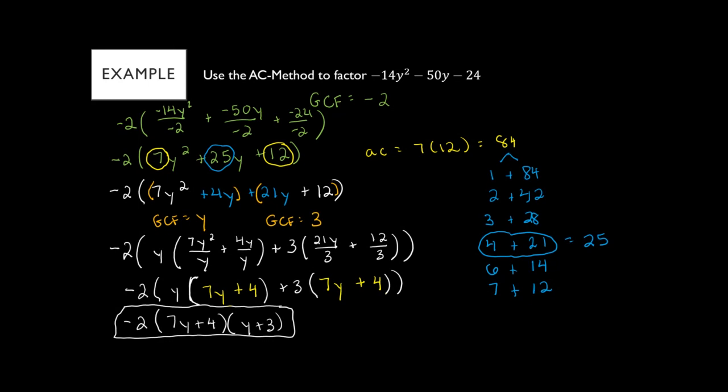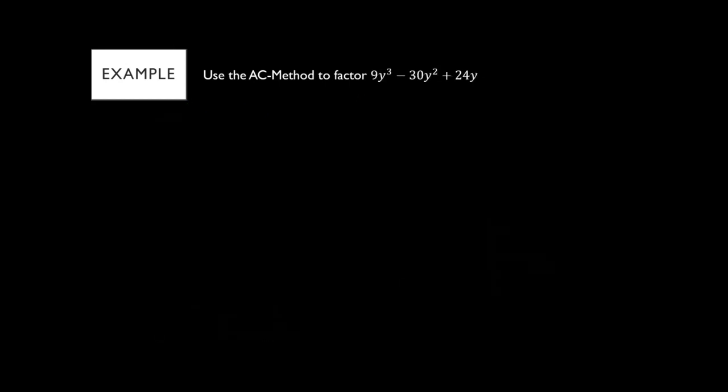So I'm actually going to skip my next example, and let's do this one. So I've got 9y cubed minus 30y squared plus 24y. So this has a greatest common factor that we have to factor out first, because it's not quadratic right now.